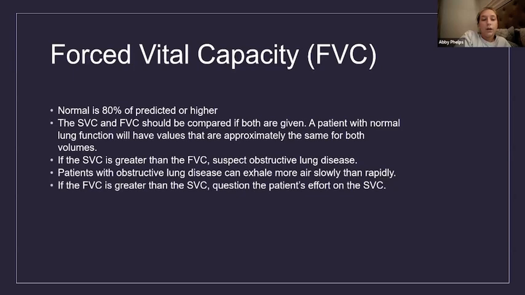If the slow vital capacity, or SVC, is greater than the FVC, suspect obstructive lung disease. Patients with obstructive lung disease can exhale more air slowly than rapidly. And if the FVC is greater than the SVC, question the patient's effort on the slow vital capacity.